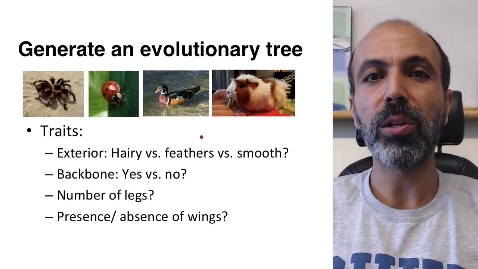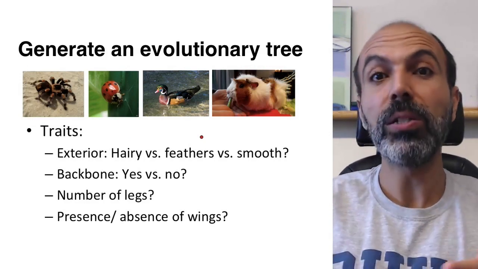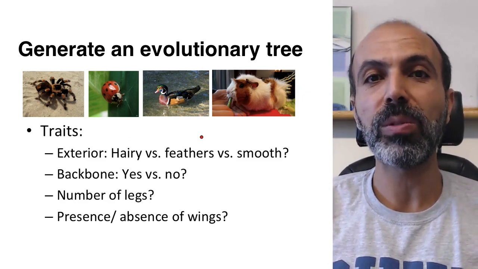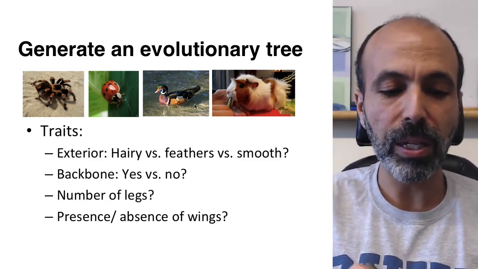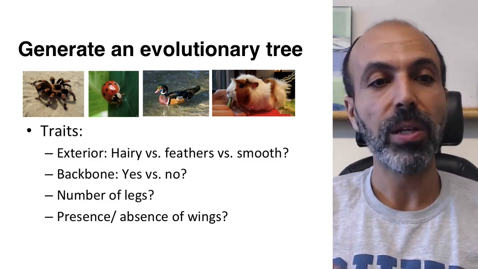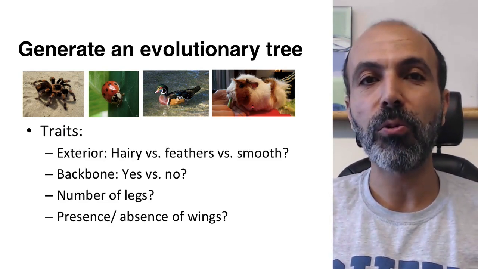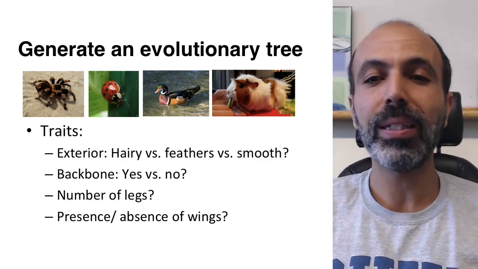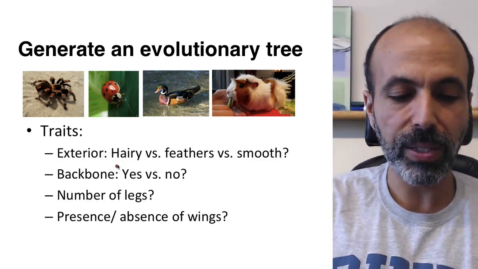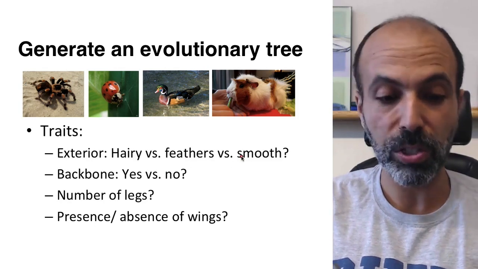What do we need to generate an evolutionary tree? Well, we need to look at a set of traits and decide on similarity among the organisms being studied. So this is a set of 4 organisms that I showed you in the preceding video. So what traits should we use? Well, I picked here just a random set of 4 traits, and you'll see that the answer isn't totally straightforward. We can look at the exterior and say hairy versus having feathers versus smooth.